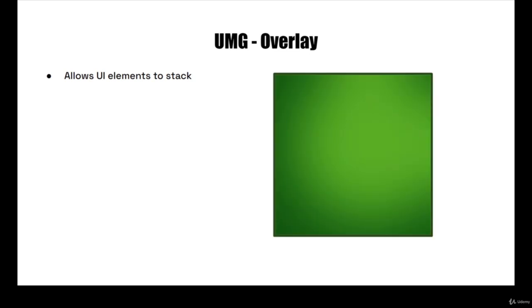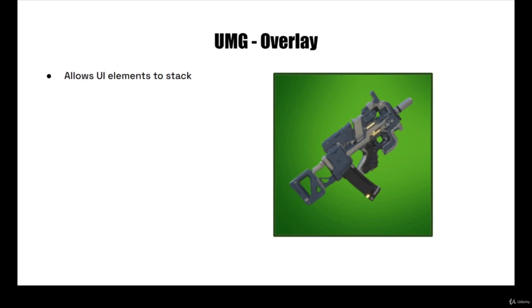Now let's talk about the overlay tool. An overlay allows UI elements to stack on top of each other. Let's say we have a widget and we have an image representing the background for an icon. Now, if we want to put an extra icon on top of it, such as a weapon, we would need an overlay so that we can stack that new image on top of the other one, like we have here in this image. So we'll be using the overlay in our widget as well.